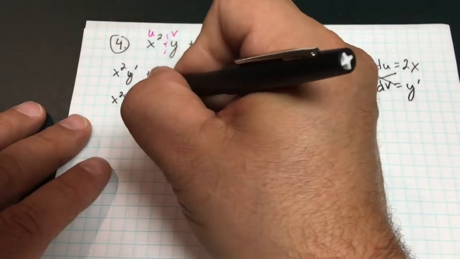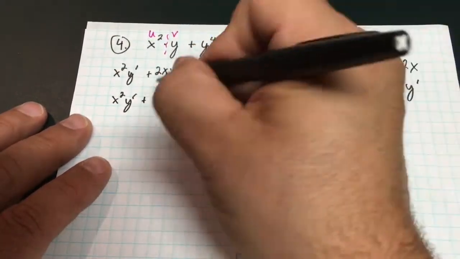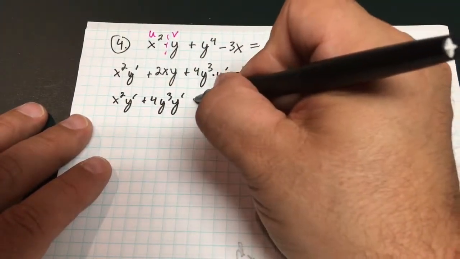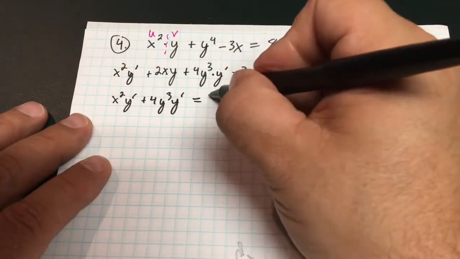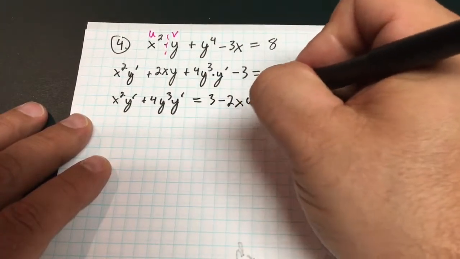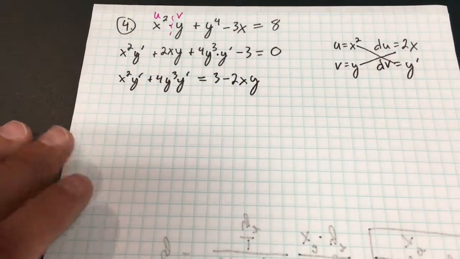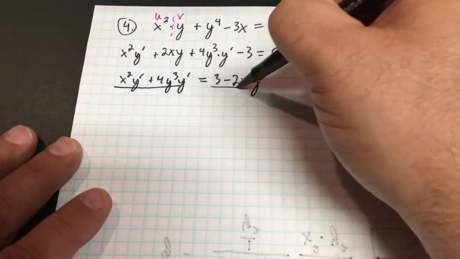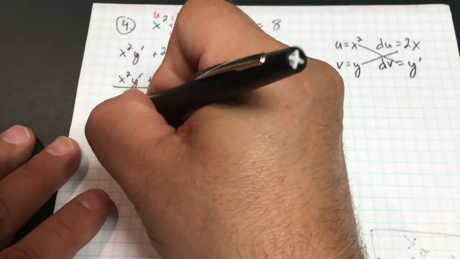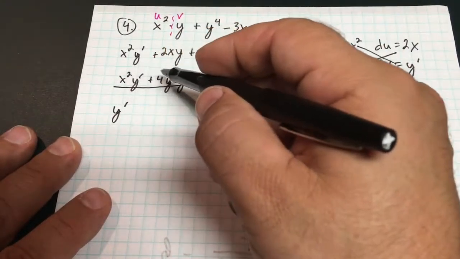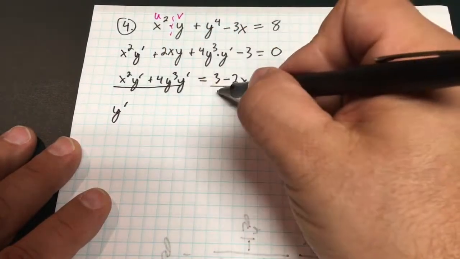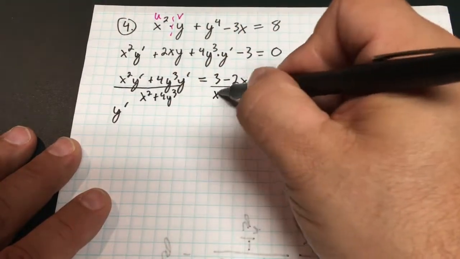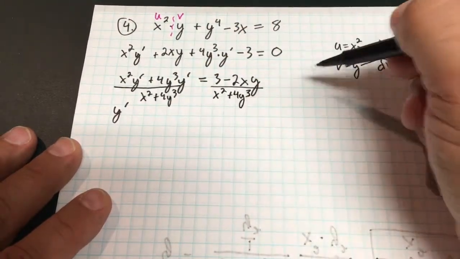So I'm just going to do some grouping, a little bit of algebra. That's going to give me x squared y prime plus 4y cubed y prime equals, add 3 to both sides, subtract 2xy from both sides. Now I'm going to factor out a y prime, but if you do this enough, you start to realize that when I factor that y prime out, I'll just be left with x squared plus 4y cubed. So I'm going to divide both sides by x squared plus 4y cubed. And that will be my final answer.